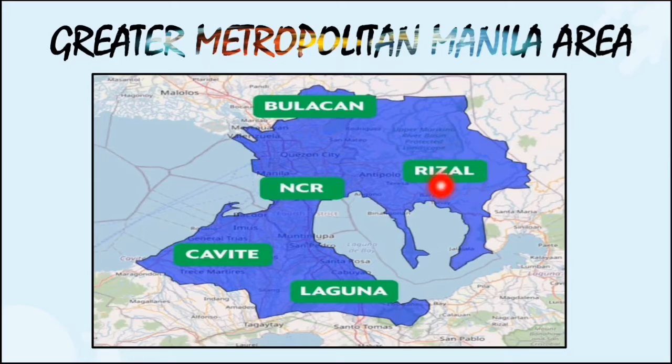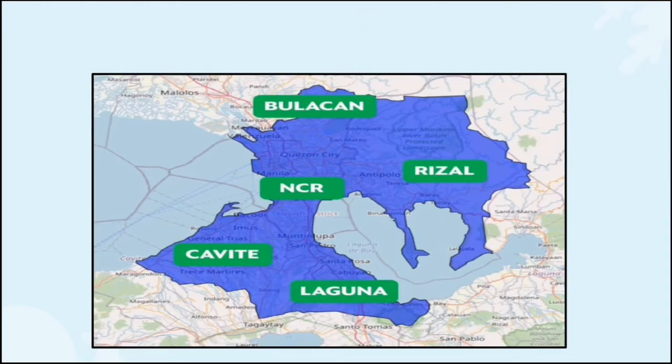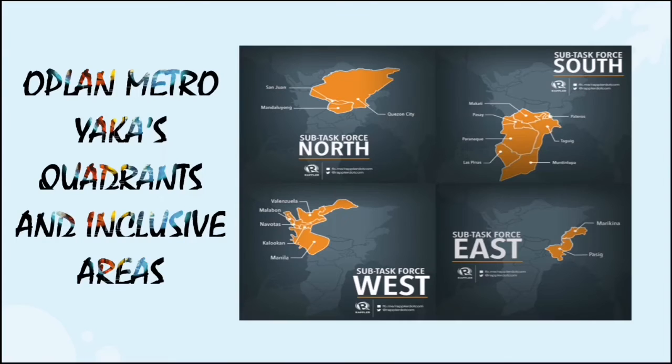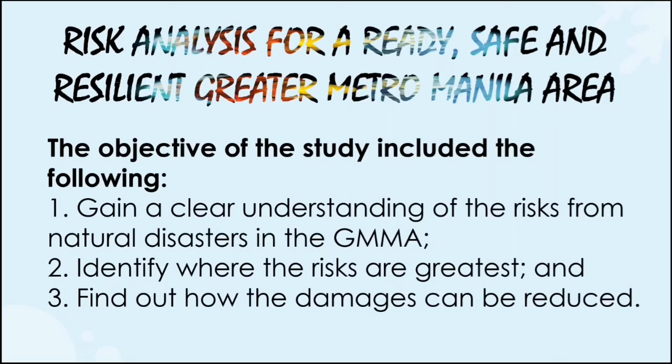So let me mention again, we have Rizal, Bulacan, Cavite, and Rizal, which is still part of the greater metropolitan area. Okay. So what is now the objective of this risk analysis? At first, to gain a clear understanding of the risk from natural disasters in the GMMA, or the Greater Metropolitan Manila area. What are those risks? Since they are in an industrialized place, perhaps what is more susceptible to them is an earthquake. Okay, so that's one risk in the GMMA.